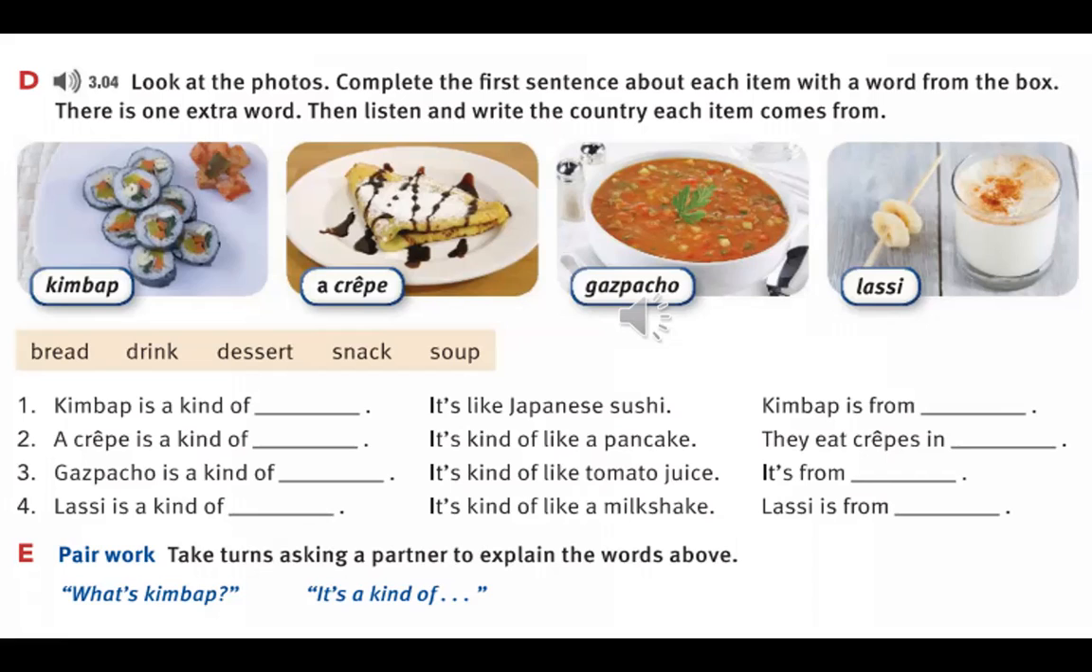1. Kimbap is a kind of snack. It's like Japanese sushi. Kimbap is from South Korea. 2. A crepe is a kind of dessert. It's kind of like a pancake. They eat crepes in France. 3. Gazpacho is a kind of soup. It's kind of like tomato juice. It's from Spain. 4. Lassi is a kind of drink. It's kind of like a milkshake. Lassi is from India.